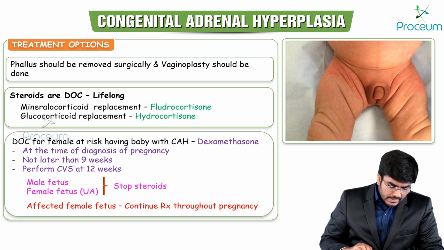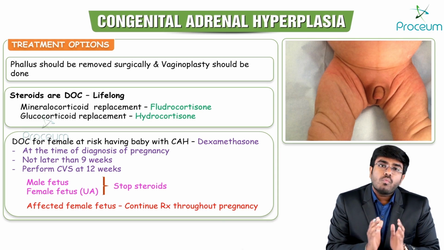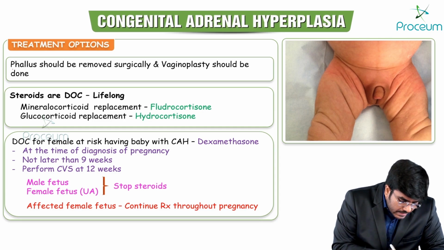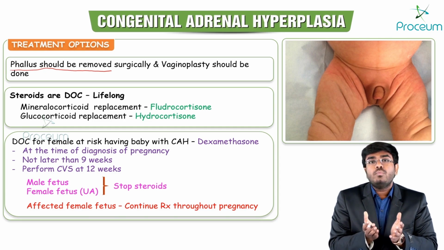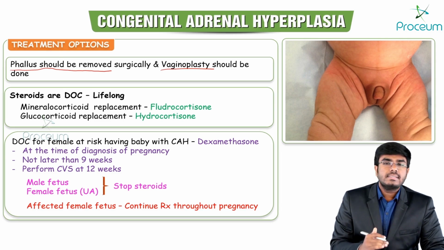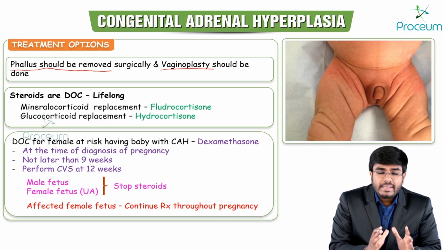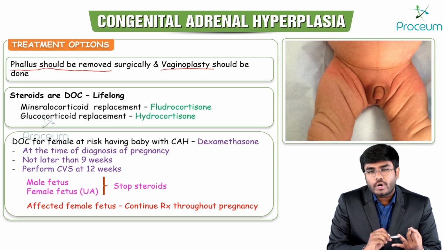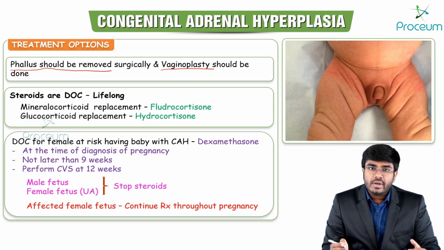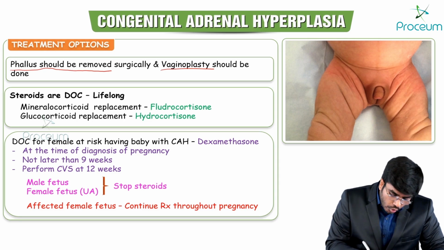What can we do, guys, in this female with clitoromegaly and labial fusion? We can take out this penis-looking clitoris. So the phallus should be removed and we have to surgically correct the vagina. So vaginoplasty should be done in this female child. Now guys, this female child does not have enough mineralocorticoids and glucocorticoids. So what should we do? We should replace the mineralocorticoids and glucocorticoids. For the mineralocorticoid replacement, the drug we give is fludrocortisone.